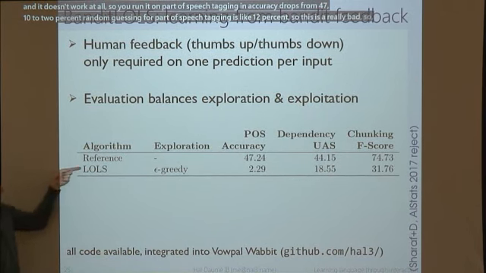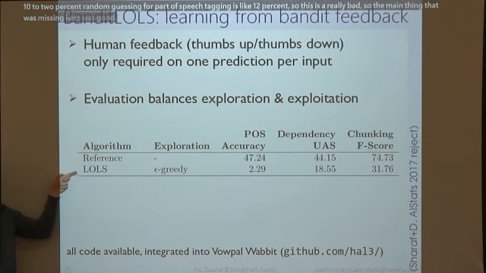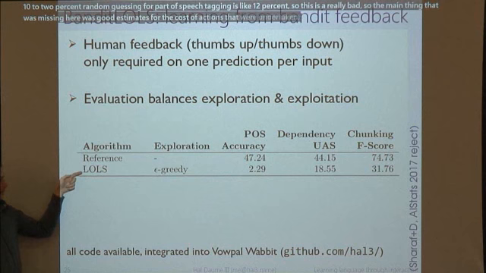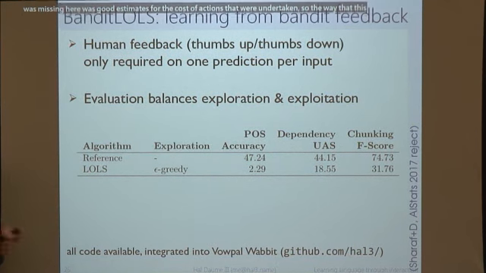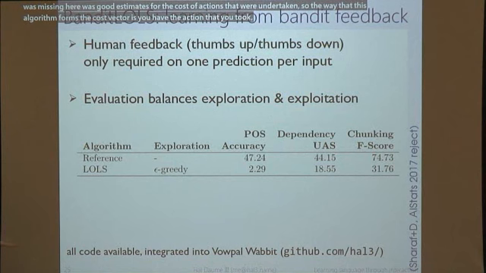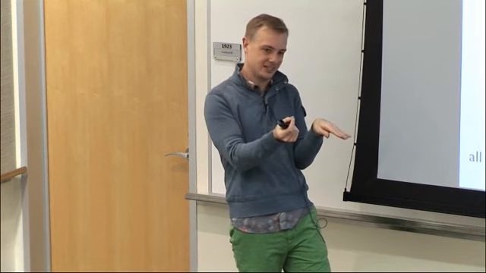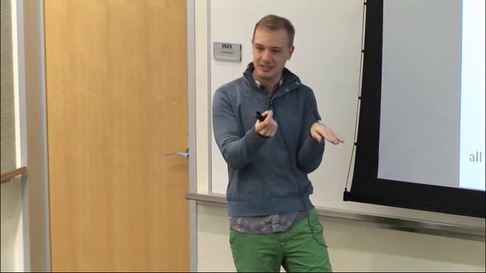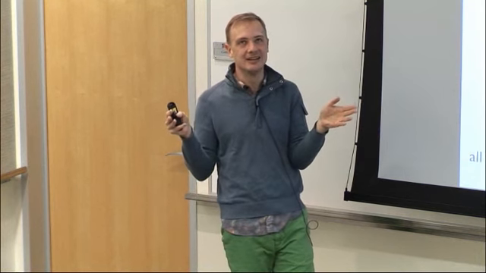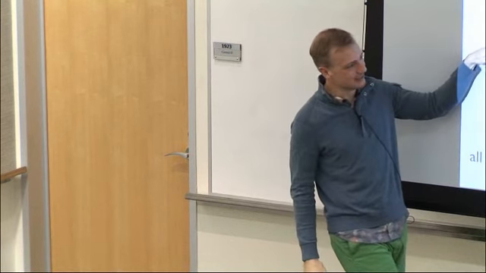So the main thing that was missing here was good estimates for the cost of actions that were untaken. The way this algorithm forms the cost vector is you have the action that you took, and then you have every other action. The cost of every other action is set to 0, and the cost of the action you took is set to the observed cost times the number of actions. In theory, this is the right thing to do because in expectation over a random choice of action, this cost vector works out to the correct thing. But in practice, the variance is just so large that it doesn't work. It makes things really, really bad.